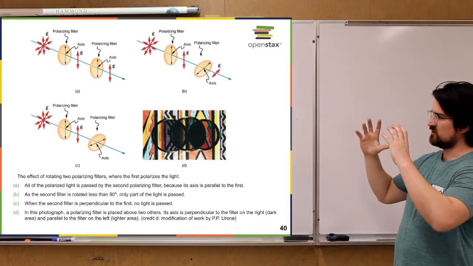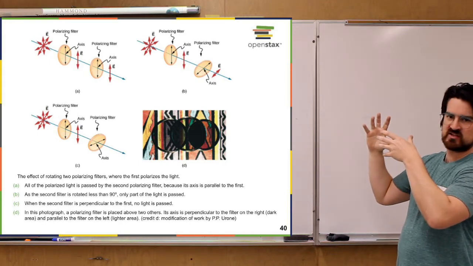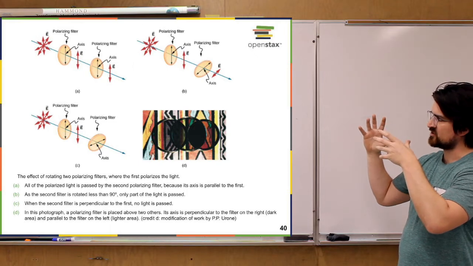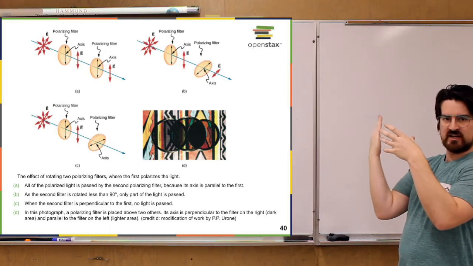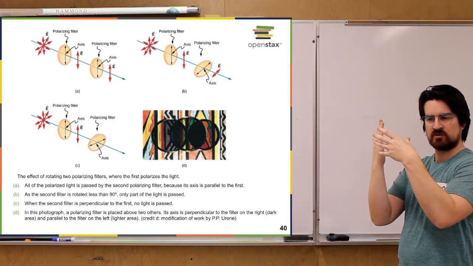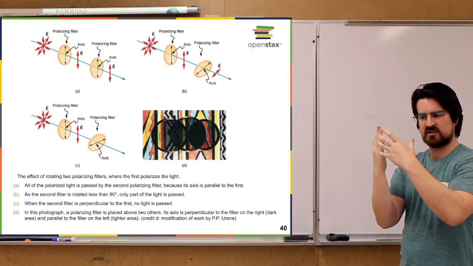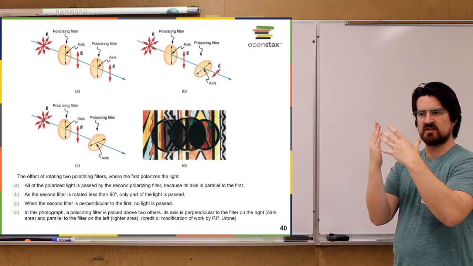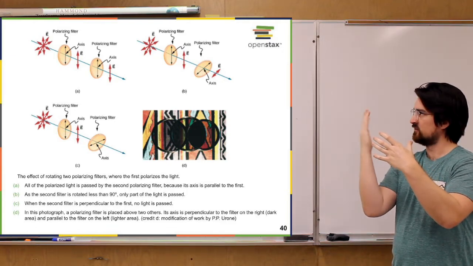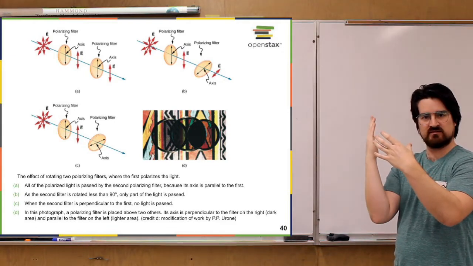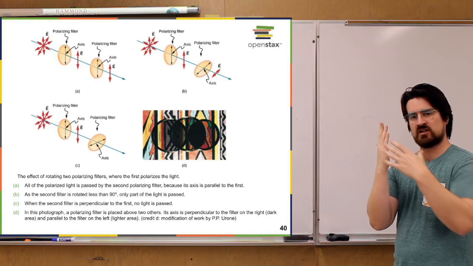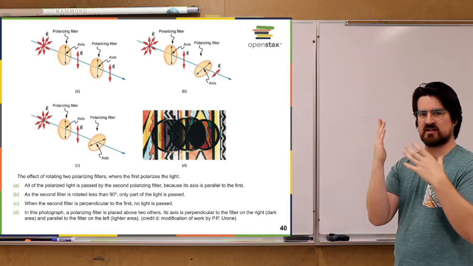So whatever made it through the first is going to keep going through the second. But in B, say you take that first one and you rotate the second polarizer off axis a little bit. So now whatever light came through is vertically polarized, but this filter is no longer aligned vertically. So what it's going to do is only allow the component of this vertically polarized light that is along the axis of this polarizer now, right?